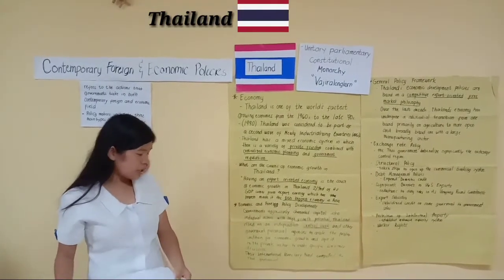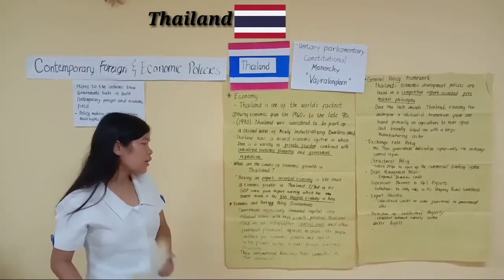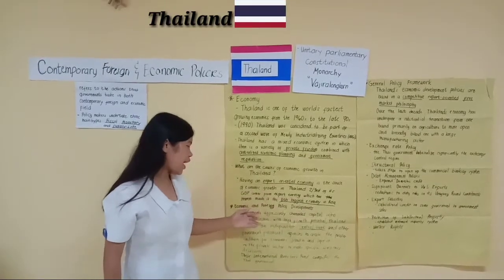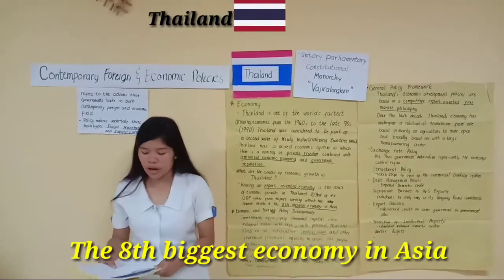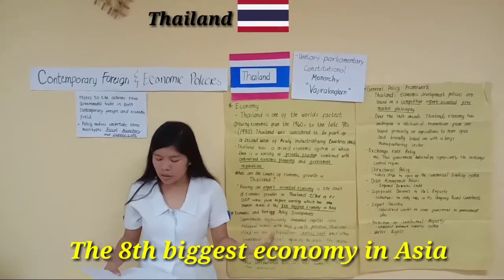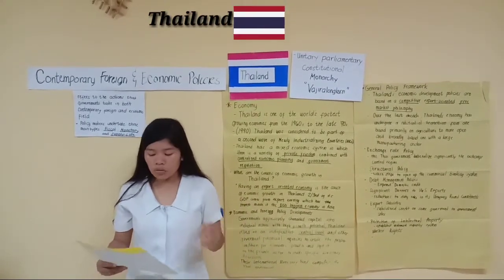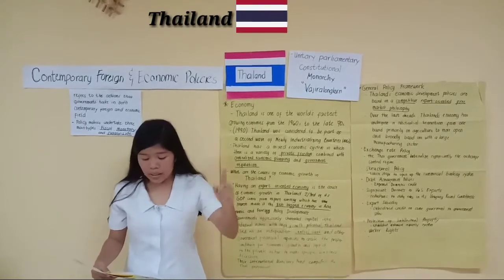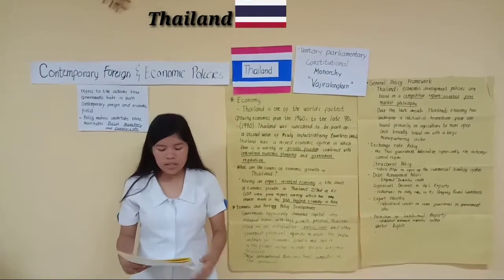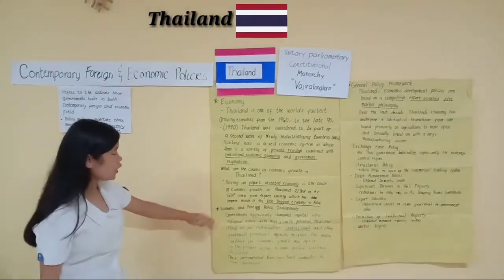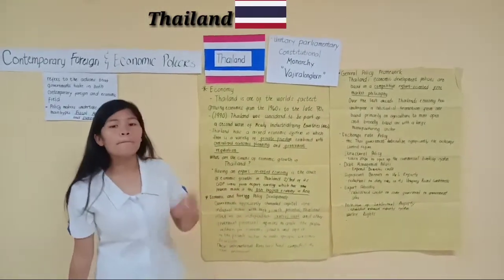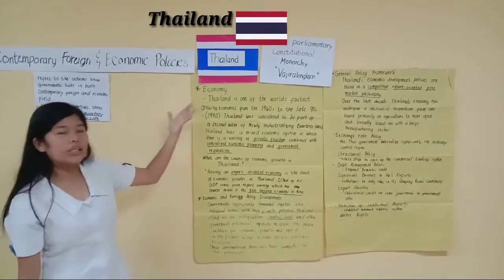Two thirds of its GDP comes from export earnings, which has made it the 8th biggest economy in Asia. In fact, it has the lowest unemployment rate in the world, at 1%, due to the spread of subsistence agriculture. So now let's proceed to the economic and foreign policy developments of this country, Thailand.